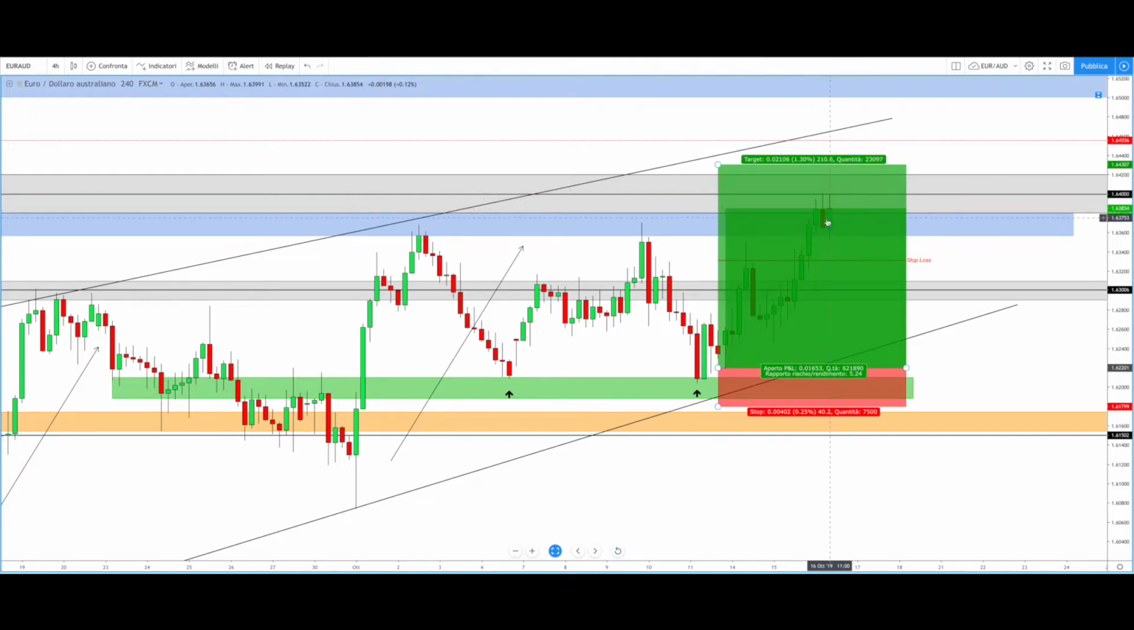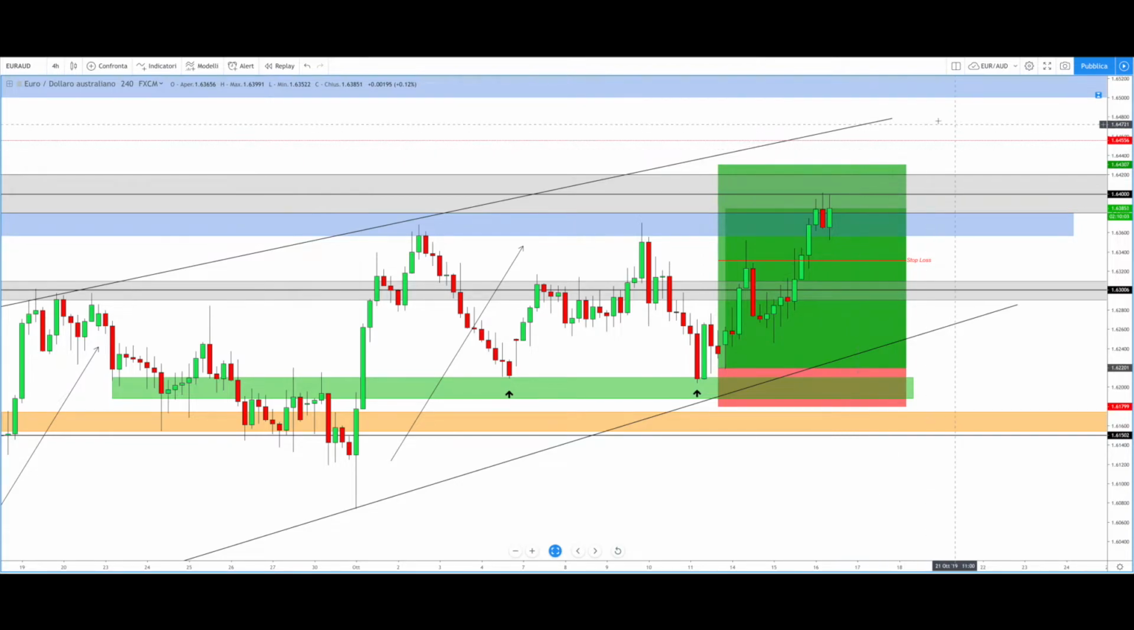But if the price closes a 4-hour candle above 1.64, it's a good signal, but better a daily candle. This will be a huge bullish signal that could bring the price to touch, first of all, our take profit around 1.6430. But if the price breaks this key level, I expect a clear touch of 1.6450 and this bullish trend line.